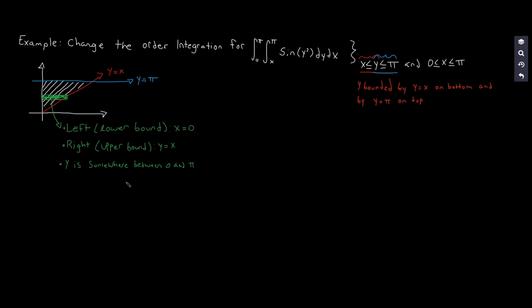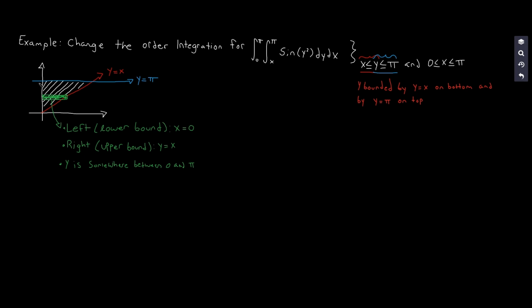What are we even doing? I want to flip it. We need to flip it. I want dx to come first. And since I want dx to come first, that means that I need to solve all of these things for x. So if I want dx to come first, I try to bound this from the left to the right. And the left bound is always going to be x equals 0, and the right bound is always going to be y equals x. Sorry, I was looking at this. So the left bound is always going to be x equals 0. The right bound is always going to be y equals x.